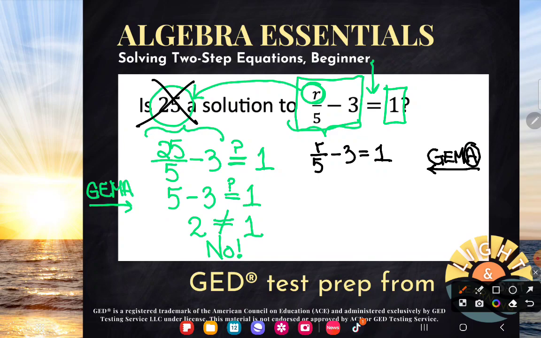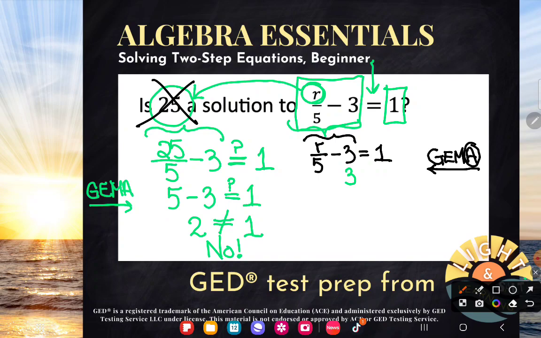Okay? And if you're like, what are you talking about? I'm talking about, I want r to be alone. There's a couple of numbers over there with r, right? I have the 3 and the 5. I see that the 3 is subtracting, and so I will get rid of it first. I'm going to get rid of the 3.